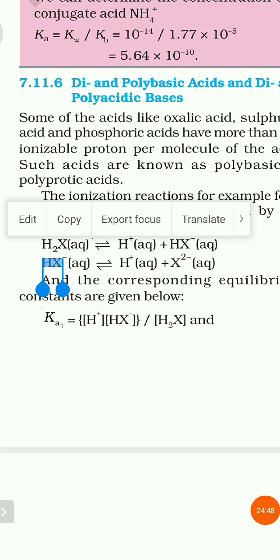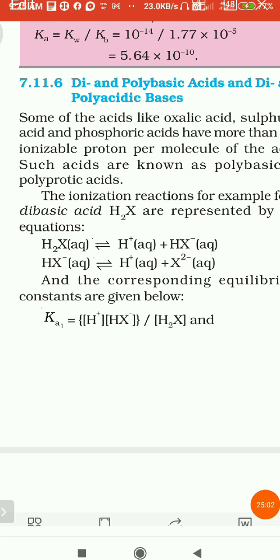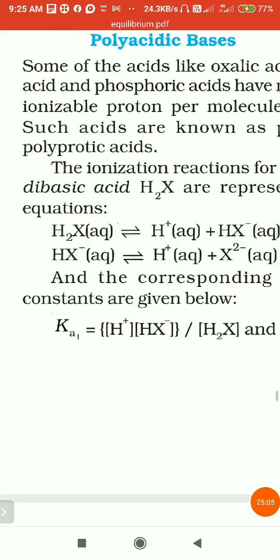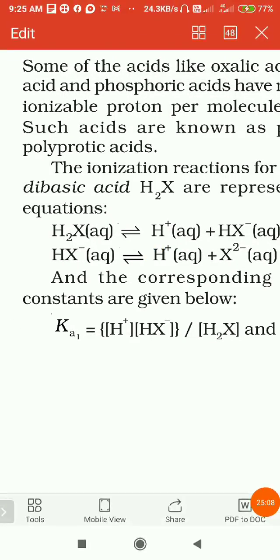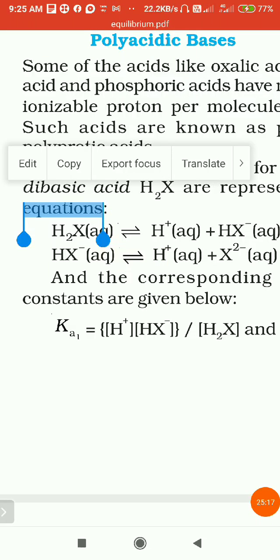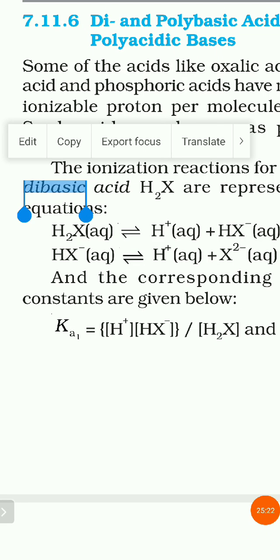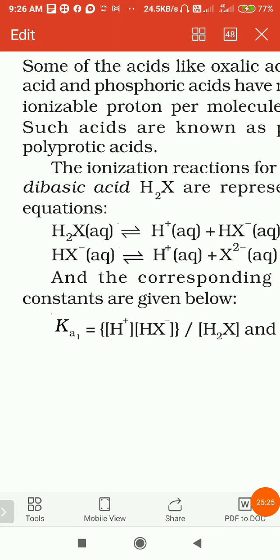In the second step, HX minus dissociates further and produces one more proton, an H plus ion, and an X2 minus ion is produced. So in this equation, two H plus ions are produced. That is why it is called a dibasic acid. Di means two, and basic acid means two H plus ions are produced.